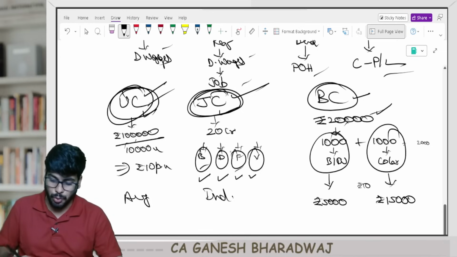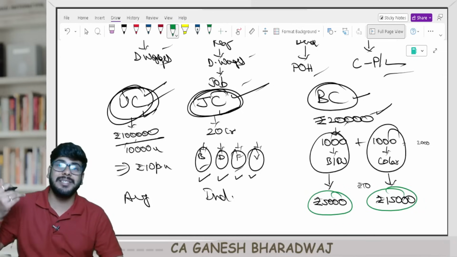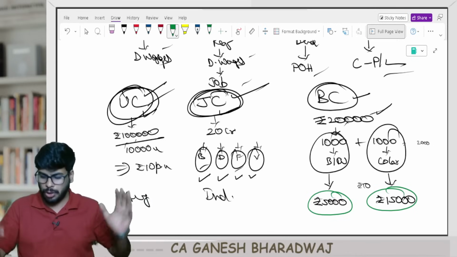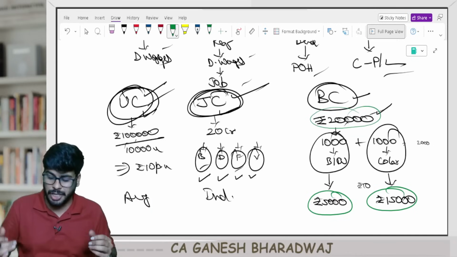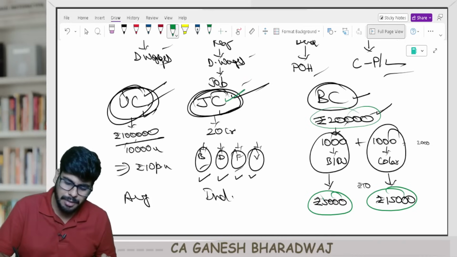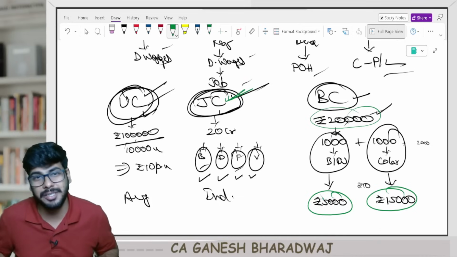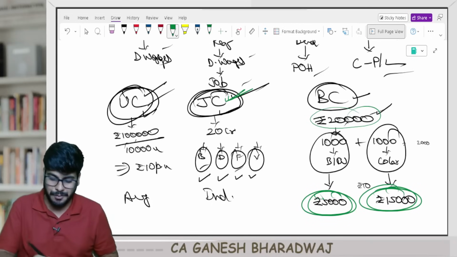Now, what do I do? I collect the cost for every single batch. I don't take the total cost of 20,000 divided by 2,000 pages. No, the cost collection is done on a batch to batch basis. This way, it is similar to job costing. Clear with this, guys?